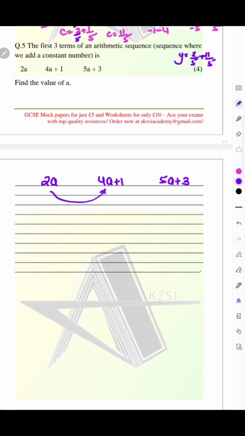We're constantly adding d plus d. That means when I add d to it, 2a plus d, this will become 4a plus 1. Obviously, this is a constant number d. I don't know what that number is, so that's why I have taken it as d. And similarly, when I add 4a plus 1 plus d in it, I'll get 5a plus 3. I'm again repeating, when I keep on adding the same constant number, I'll get the next term. So 2a plus d will give me 4a plus 1. If I add d to 4a plus 1 again, I'll get 5a plus 3.